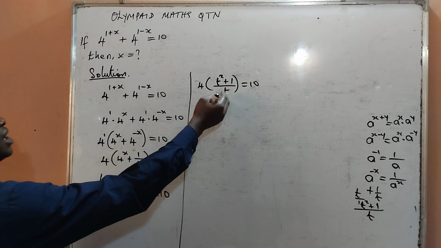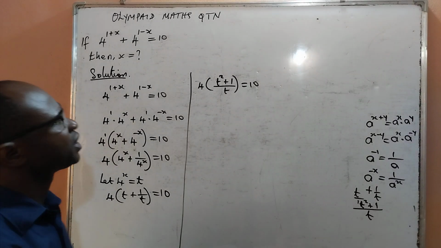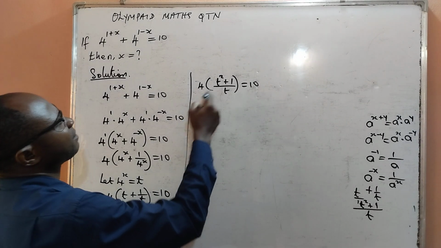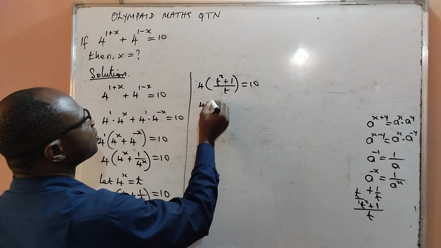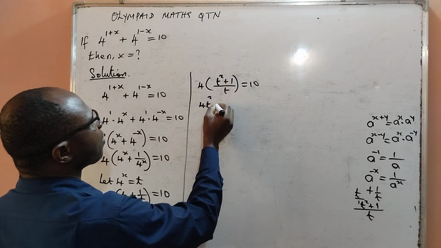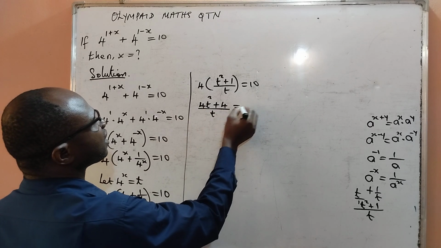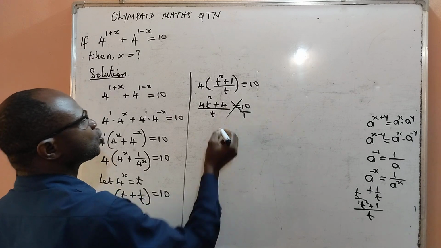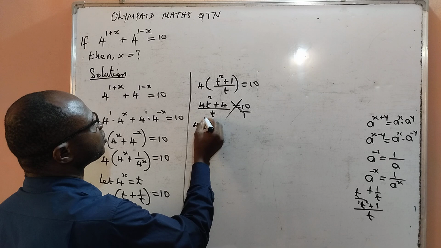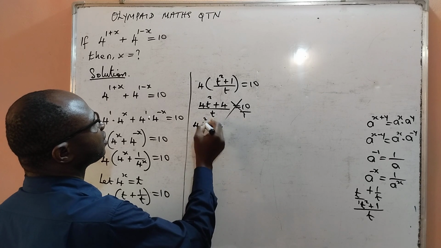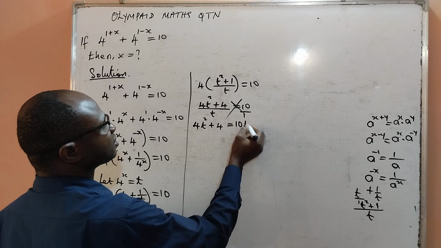That means I have put both of them as fractions. At this point, I can open the bracket to multiply by 4. 4 multiplied by t squared will give me 4t squared. 4 multiplied by 1 will give me 4. Everything all over t, then equal to 10. I can also do cross multiplication to have it as 4t raised to power 2 plus 4, then t multiplied by 10 will give me equal to 10t.